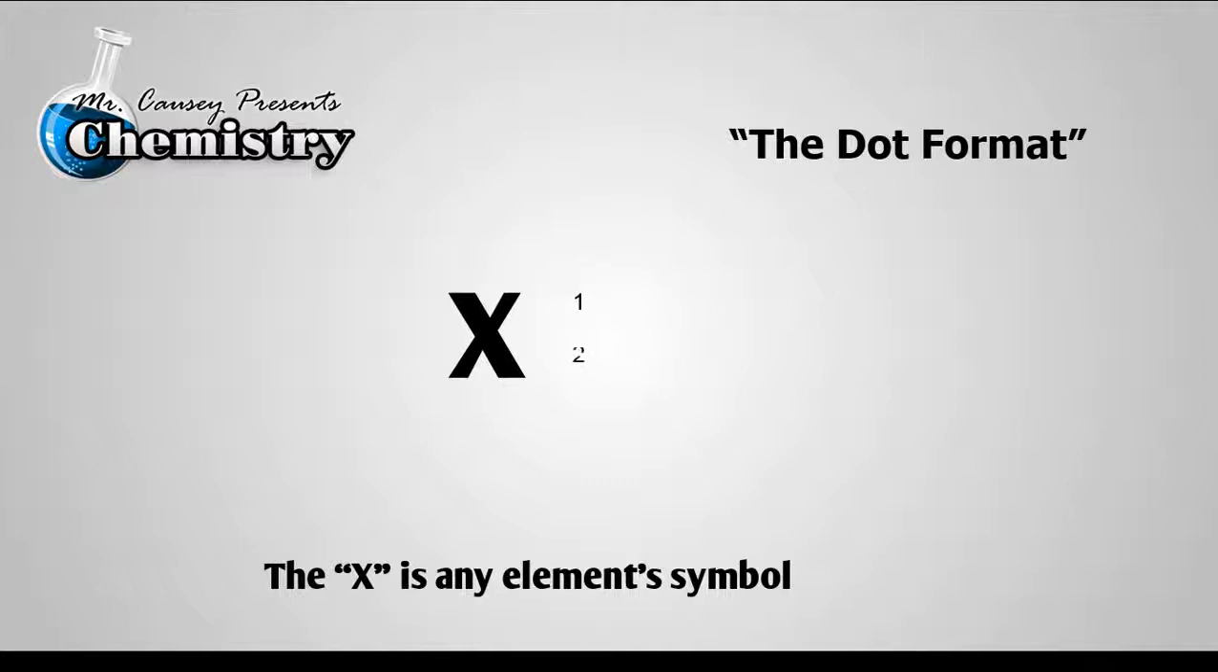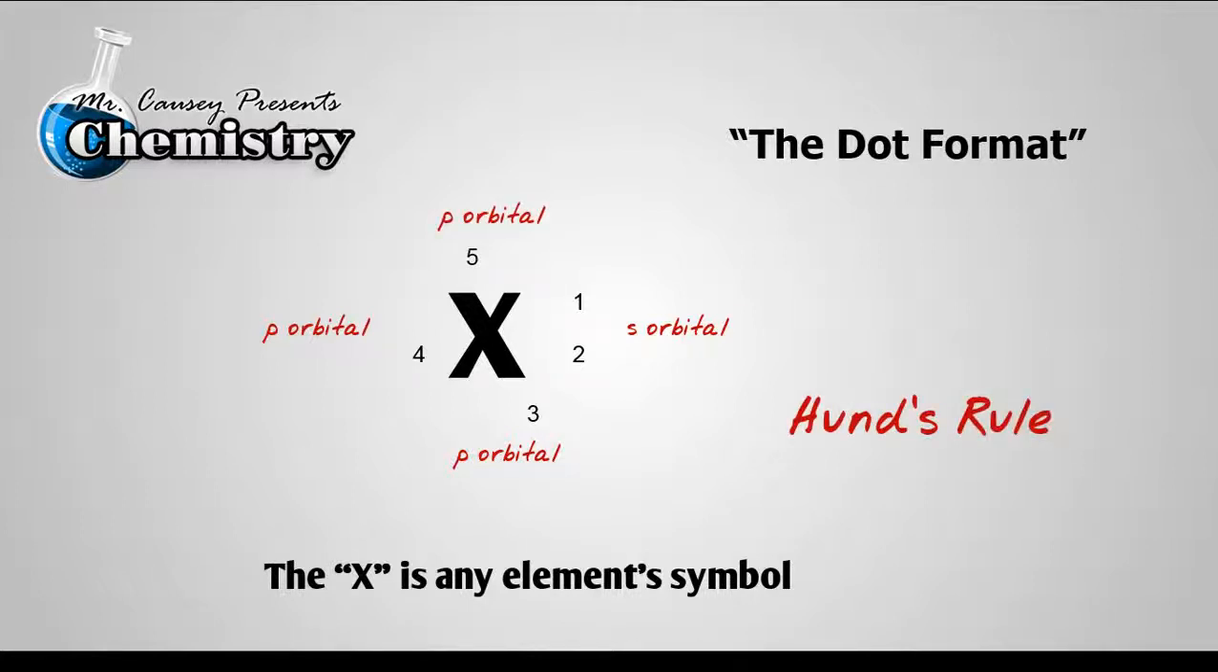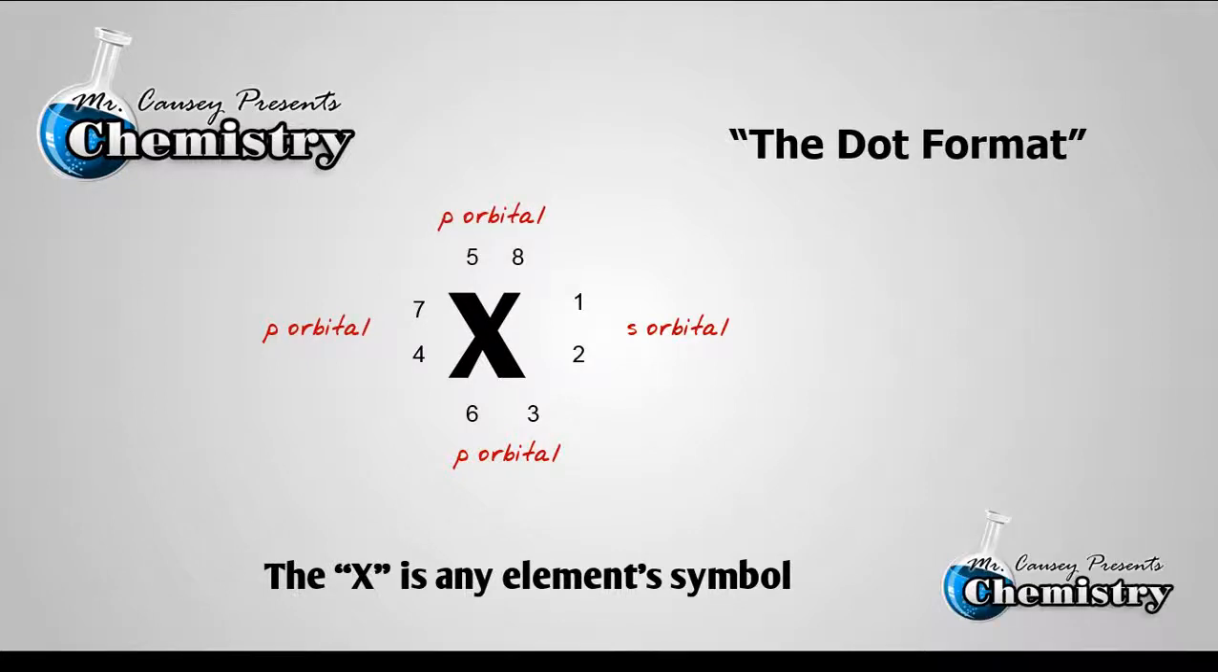1, 2, that's the s orbital, because remember now it's the s and the p's in the highest energy level. 3, 4, and 5. And why did I do that? That's Hund's rule. Each of those orbitals must have one electron before pairing. 6 and 7. There's our 8th. And that fits right into the octet rule. We have 8 valence electrons, or the possibility of 8 valence electrons.